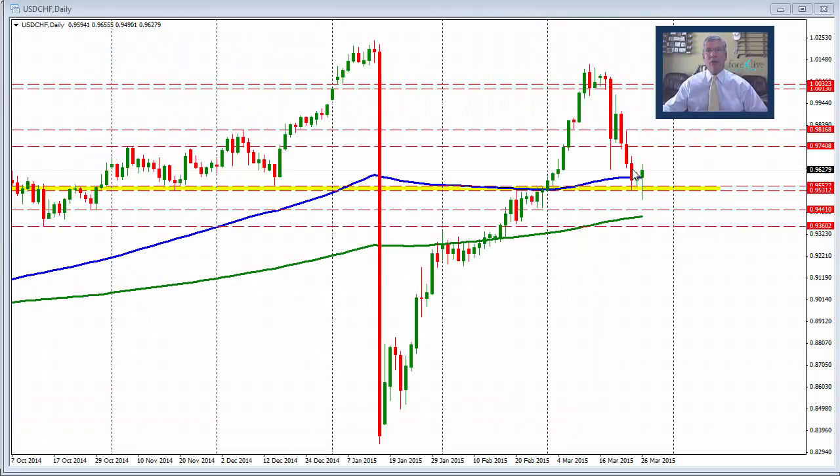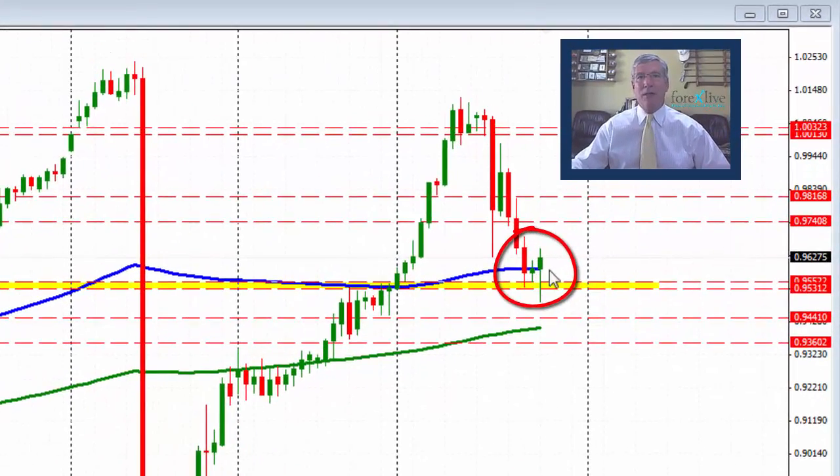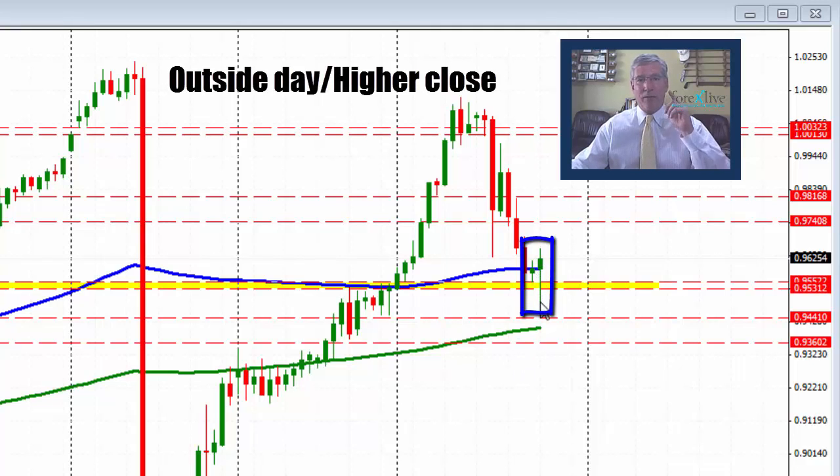If we look at the daily chart action today, we had an outside day here. What does that mean? That means that we traded above and below the prior day's low and high. In addition to that, we're closing higher than yesterday's high price. So that's more bullish from a technical perspective. Number one. We're also closing above this blue line.